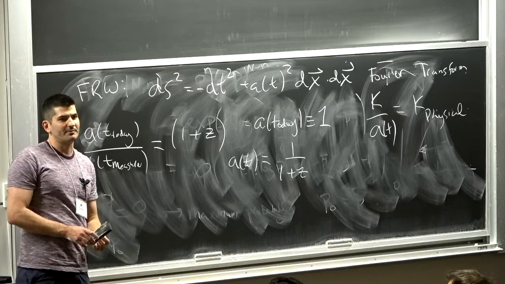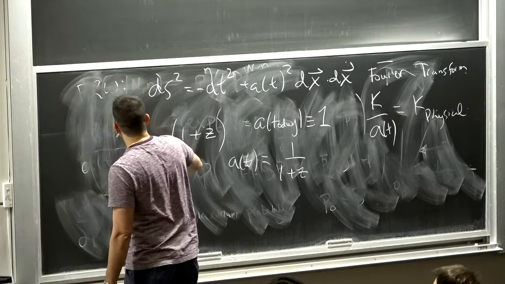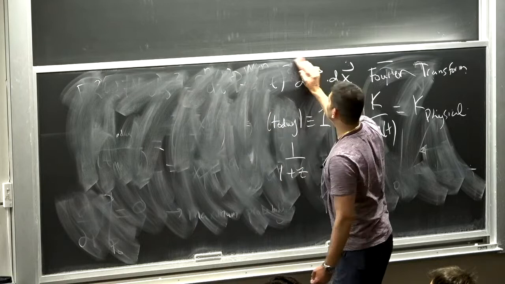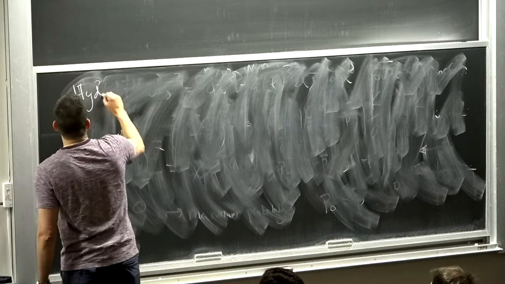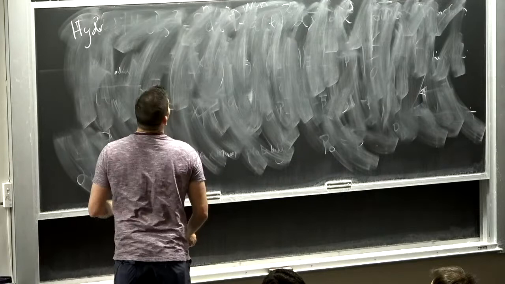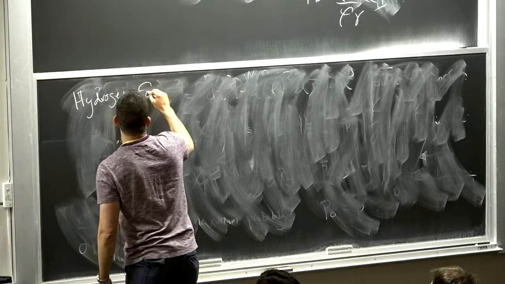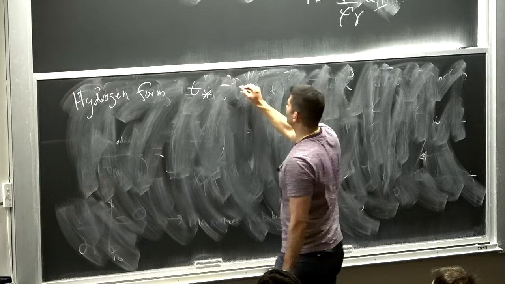Okay, so recombination, again, I'm sorry to make fun of astronomers, but it's one of those great words where the re refers to the first time something has ever happened. So it should just be called combination. Recombination is the first time hydrogen forms. So hydrogen forms, and we'll just call this time t star. This is recombination.